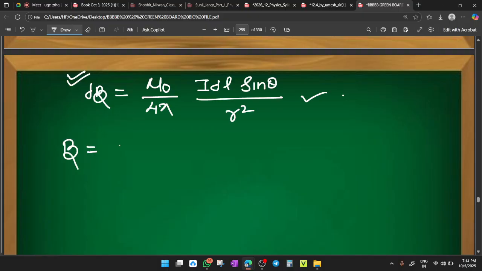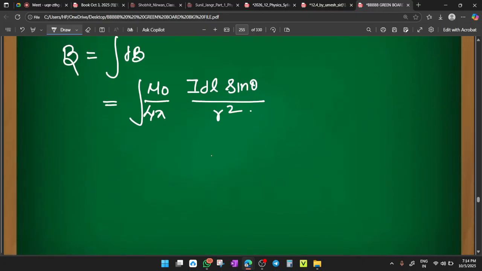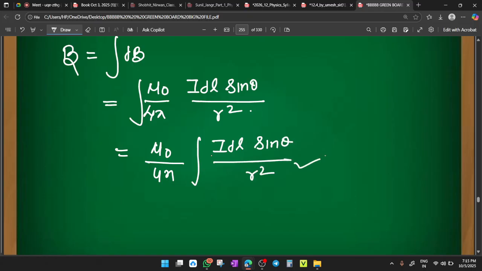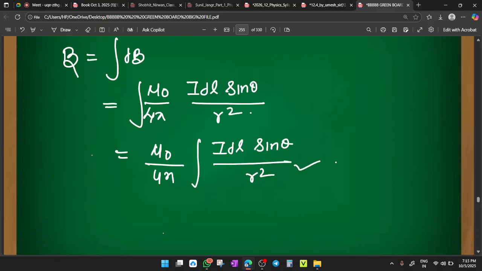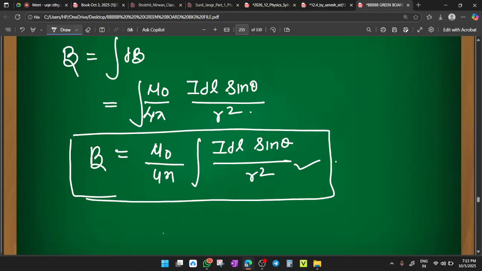Now for B, you know B equals the integration of dB. So just place the value of dB. dB equals mu naught upon 4 pi, I dl sine theta by r square. So take mu naught upon 4 pi outside. So it will become mu naught upon 4 pi integration of I dl sine theta upon r square. Clear? So this completes the Biot-Savart law, and in this way you can calculate the magnetic field intensity due to a current carrying conductor at any point.